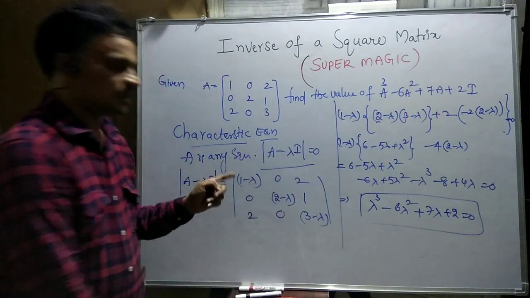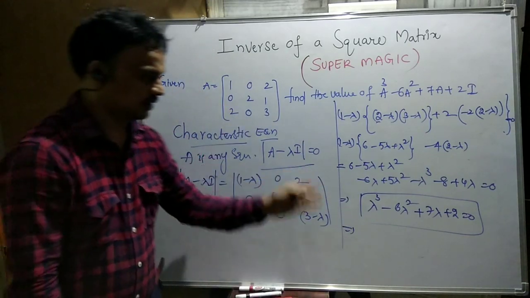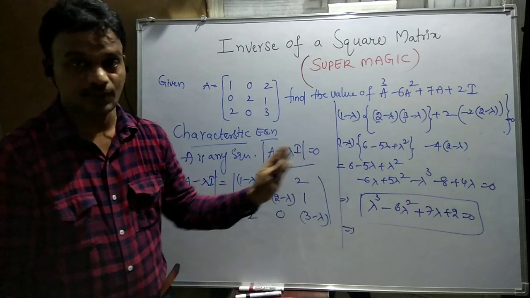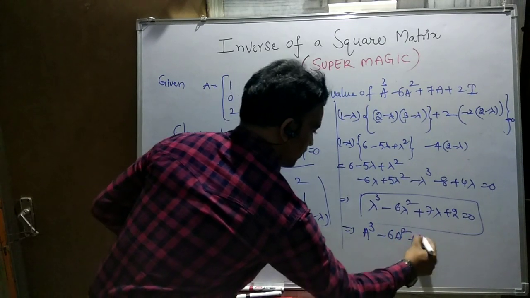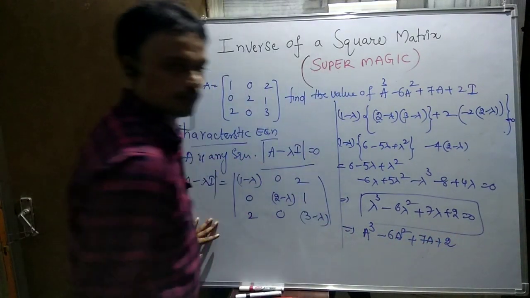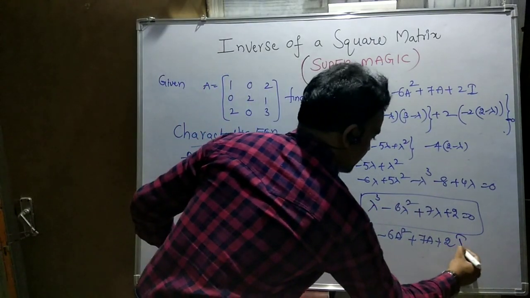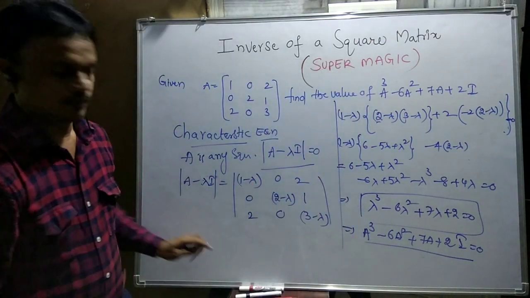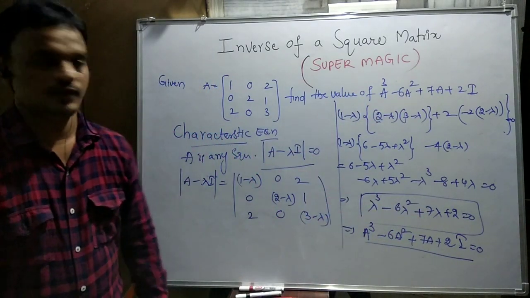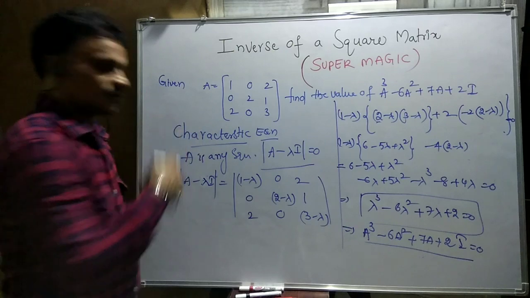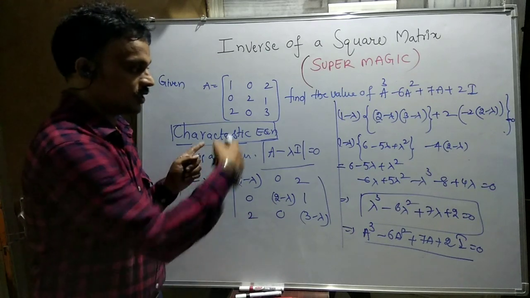This is called the characteristic equation, and this characteristic equation is satisfied by the matrix A. I am going to write it in terms of the matrix A. That is A cube minus 6A square plus 7A plus 2. But all these are matrices, so we should not write the constant 2 alone; it is 2 times the identity matrix equals 0. A cube minus 6A square plus 7A plus 2I equals 0. Very simple thing. This is the characteristic equation. Students, make a note.